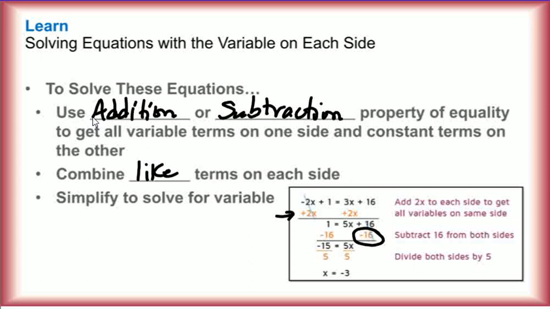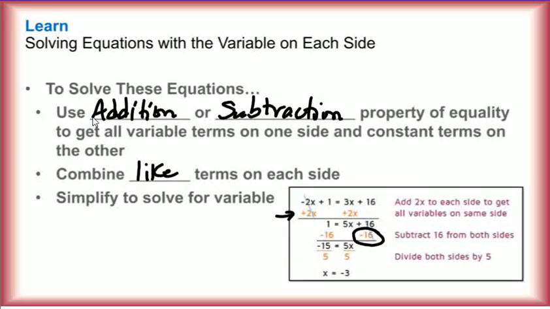on each side. And what do I mean by like terms? Like terms means the terms are numbers and/or letters that have the exact same letters and exponents, if there are exponents involved, or they're just all constants, so you're going to combine them.